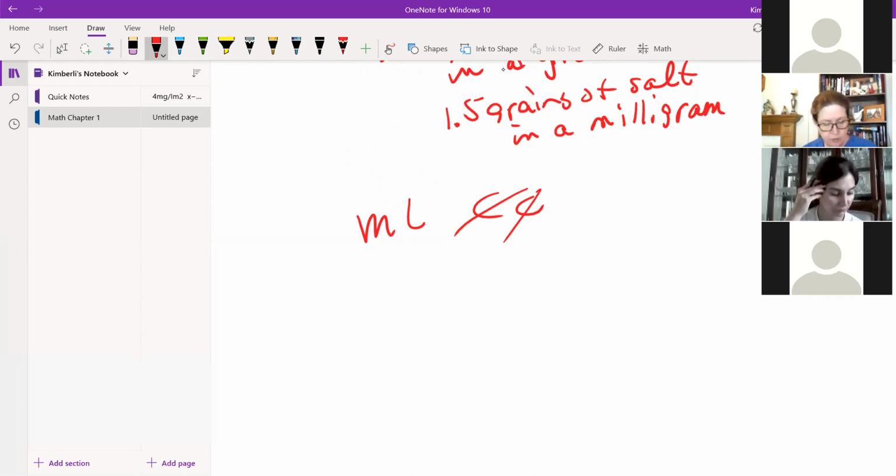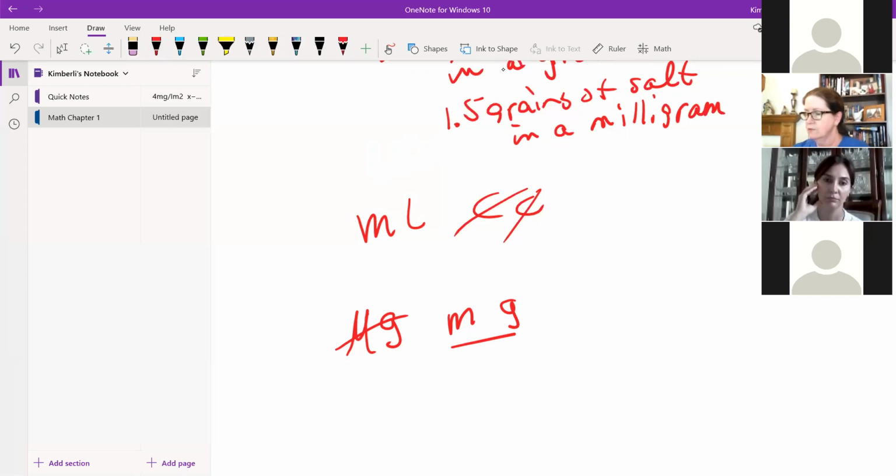And again, we don't want to use the abbreviation for microgram that looks too much like milligrams, so we want to spell it out instead. We're going to do mcg for microgram, and make sure that you can see the C, because if you can't see the C, then what does it look like? Milligrams, right? And then you're overdosing someone by 1,000 times.